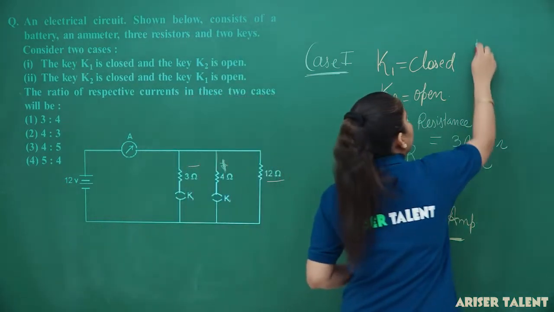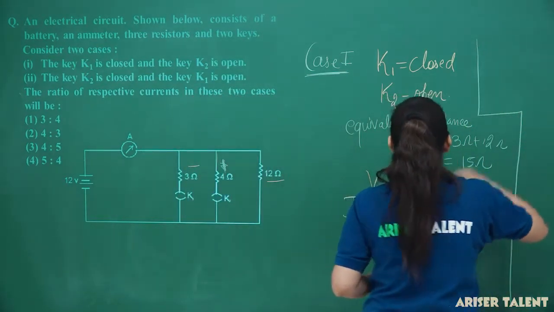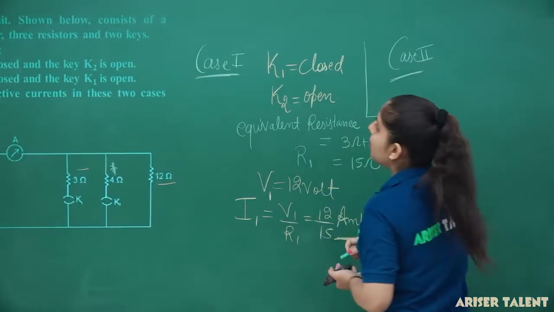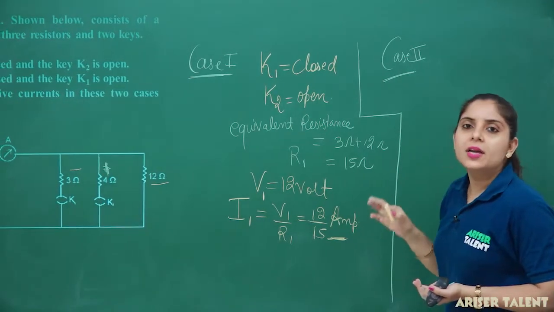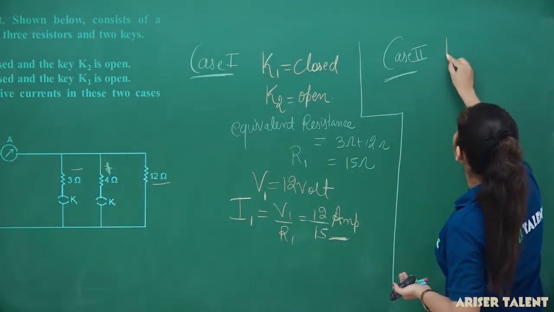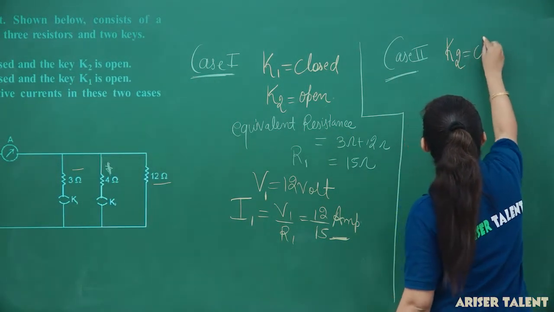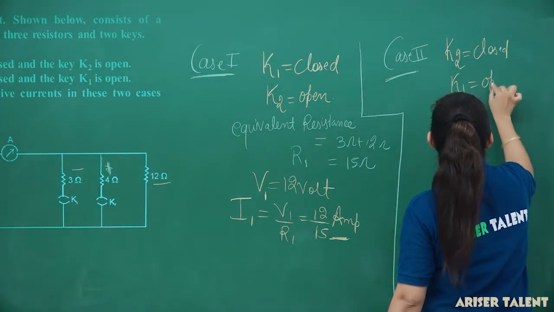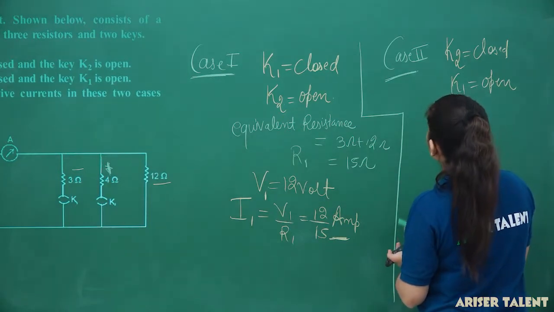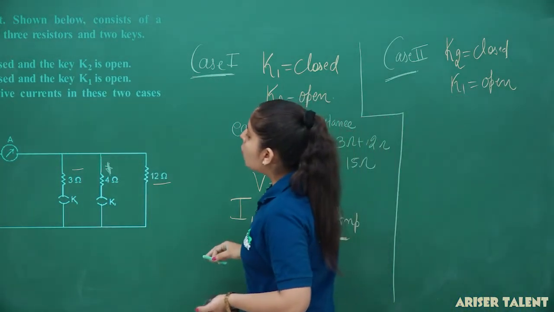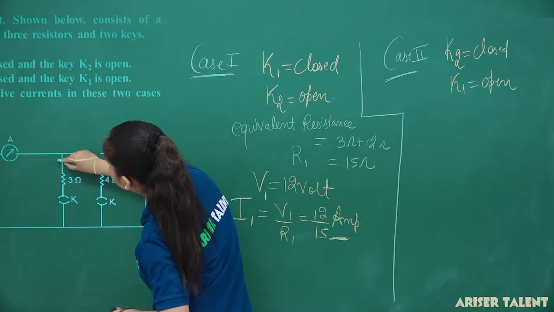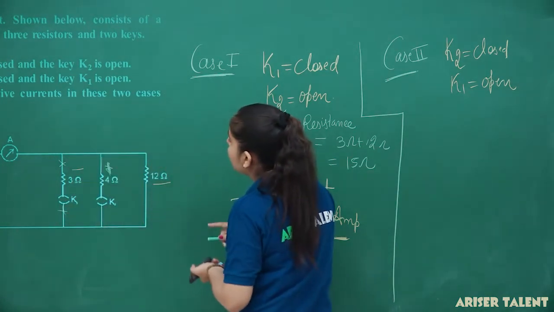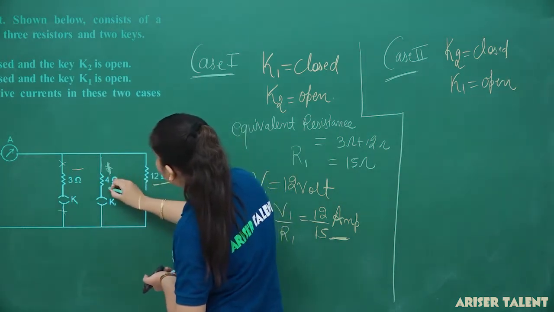Now, let's do the case number 2. Case number 2. K2 is closed and K1 is open. So, if K2 is closed and K1 is open, if it is an open circuit, no current will be flowing in this branch. Only you have to assume the resistances, that is equal to 12 and 4.